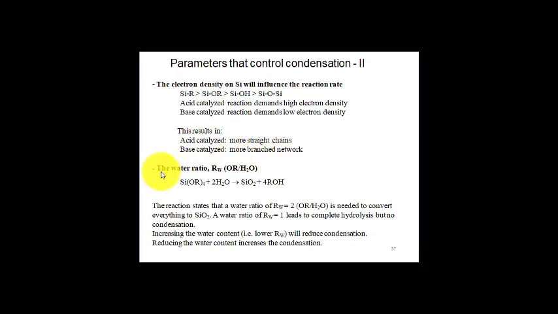Another factor is the water ratio, Rw, OR over water. The reaction states that a water ratio of Rw equal to 2, OR over H2O, is needed to convert everything to silicon oxide. A water ratio of 1 leads to complete hydrolysis but no condensation. Increasing the water content, which means lowering the water ratio, will reduce condensation. Reducing the water content will increase the condensation reaction.